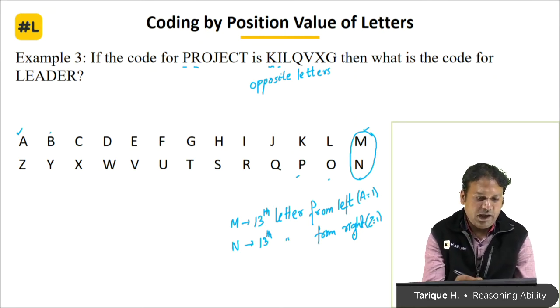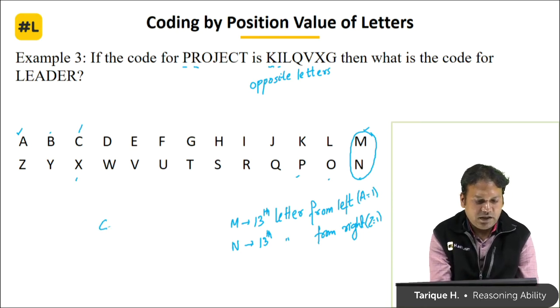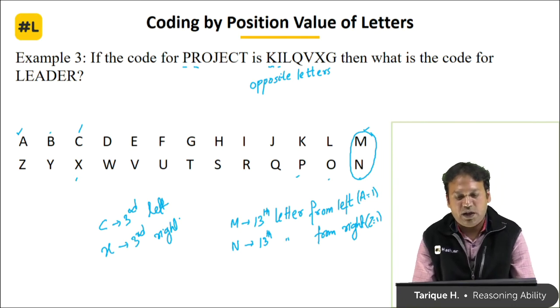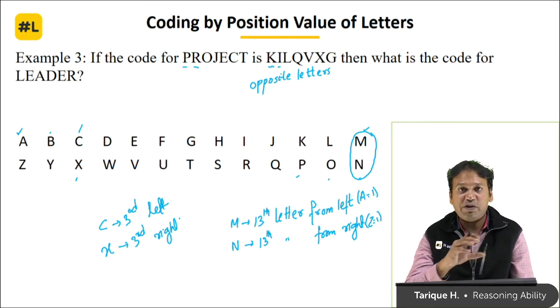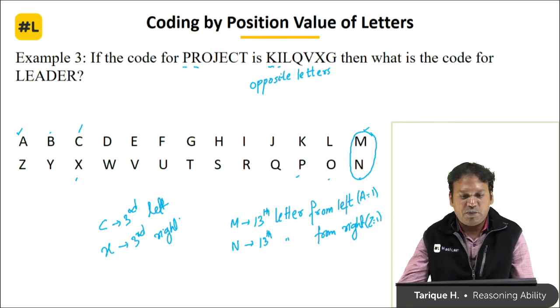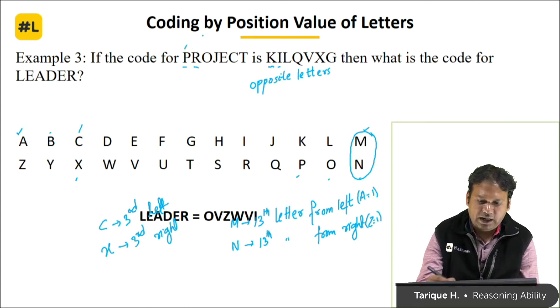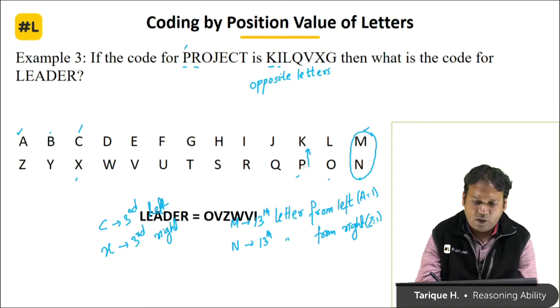If you see here, C and X: C is third from the left end and X is third from the right end. Right end means when we take Z equal to 1, left end means when we take A equal to 1. These are the pair of opposite letters. So if you look at the word project, P and K, how are P and K related? P becomes K, opposite pair.